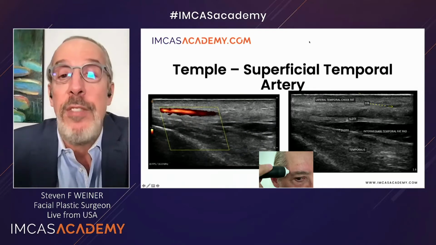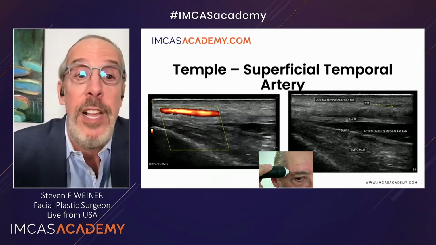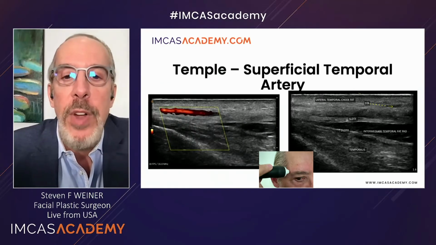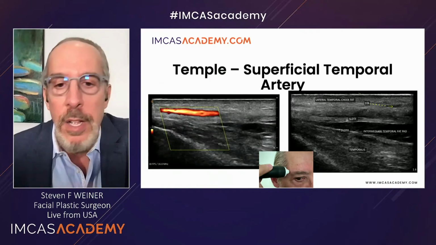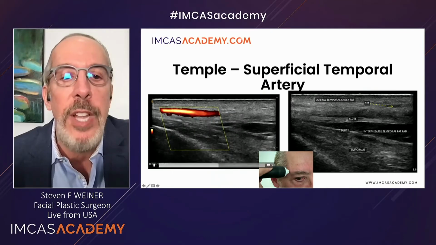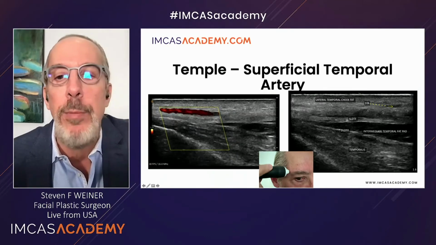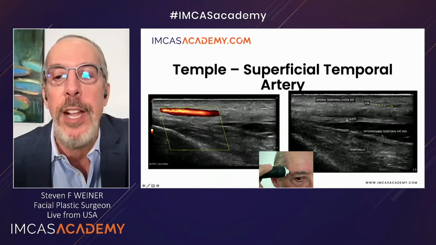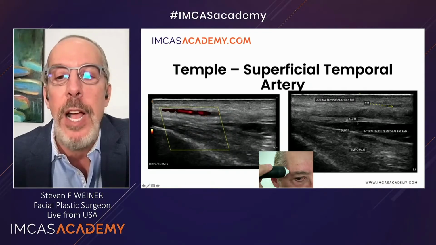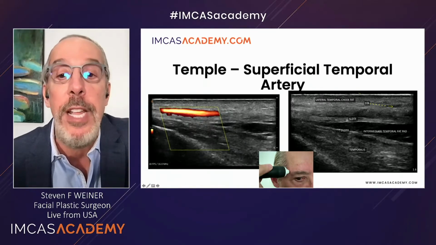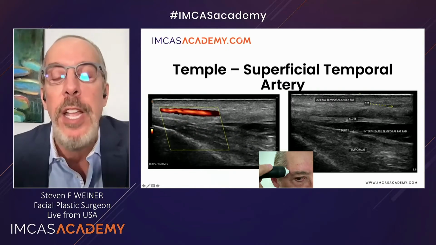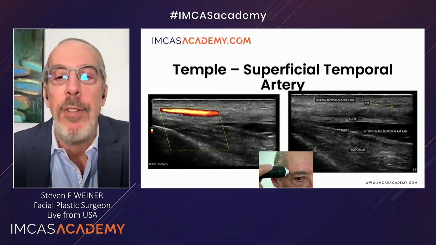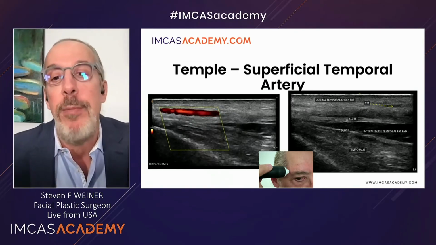And the temples is a very tricky area because of this superficial temporal artery, which is an area where blindness can occur. So you see the superficial temporal artery right here, and it's in the superficial temporal fascia. And over here, you see the intermediate temporal fat pad, and that's in between the superficial and the deep temporal fascia. It kind of splits. The superficial layer of the deep temporal fascia and the deep layer of the deep temporal fascia.